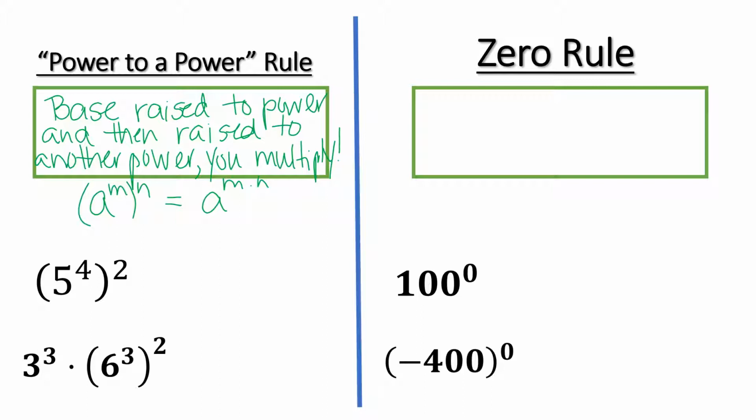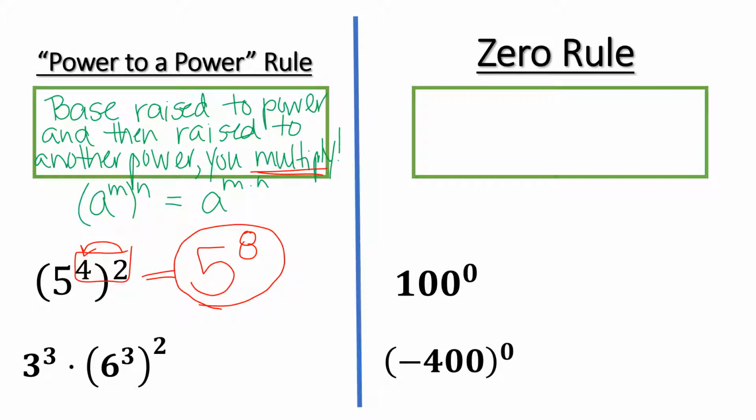So if we have 5 to the 4th raised to the 2nd, that's telling us it's almost like we're distributing the 2 to this exponent. So we're multiplying these together. We have to multiply. So that would be 4 times 2, which is 8. So we would have 5, that's our base, raised to the 8th power. So that would be our answer.